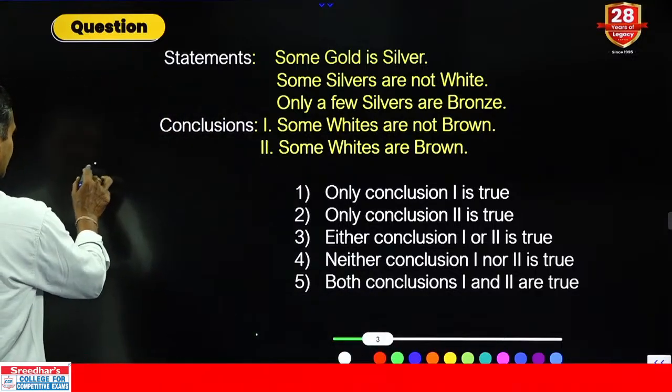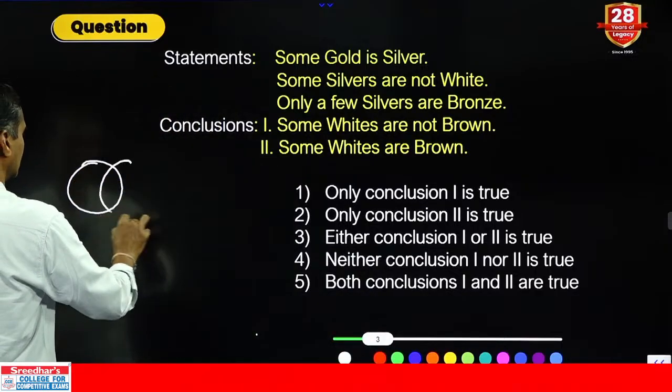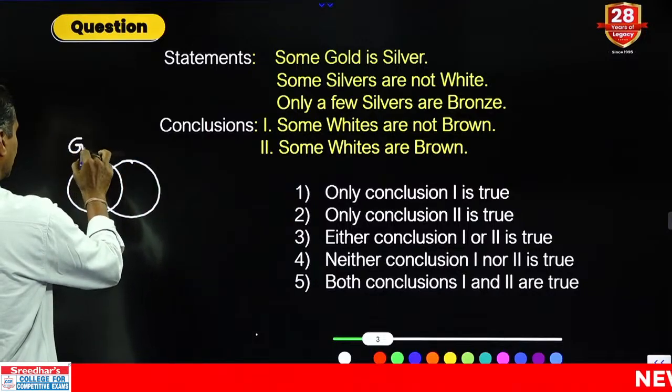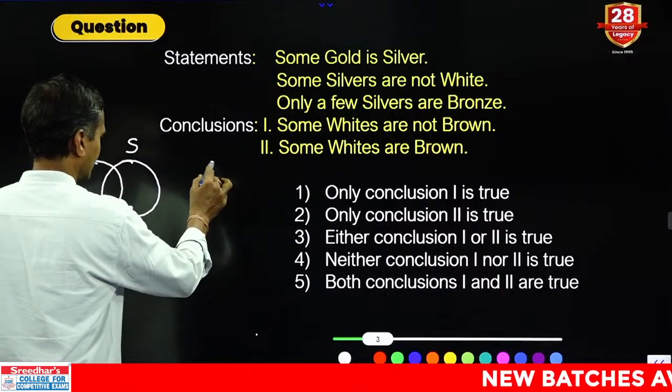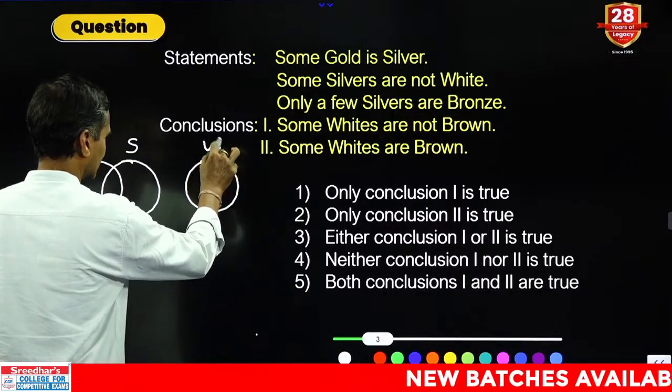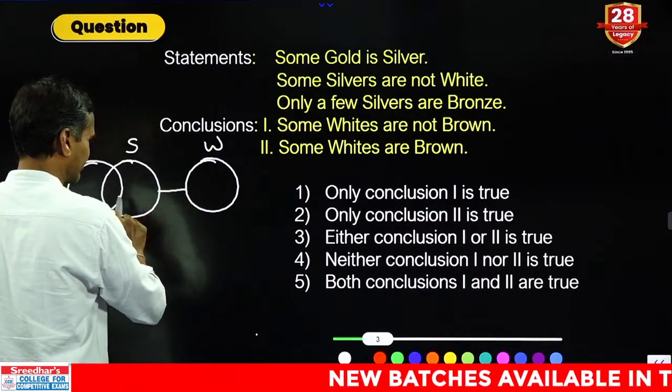Some gold is silver. And this is the gold, that is silver. And some silver are not white, some not. Some silver are not white, just we are representing with a line.